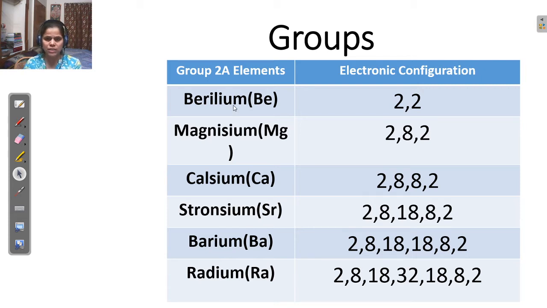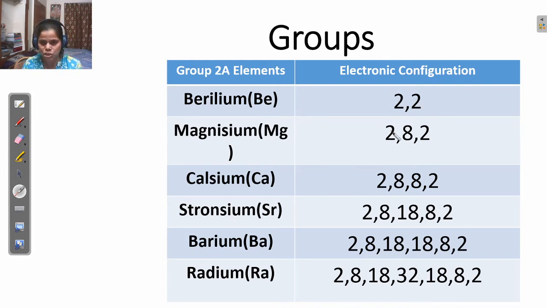The elements are beryllium, magnesium, calcium, strontium, barium, and radium. Here the electronic configuration is 2, 2, because the total number of electrons in beryllium is 4. So divide the 4 into 2 and 2. The maximum is 2 electrons in the first shell, then the remaining 2 electrons in the second shell.